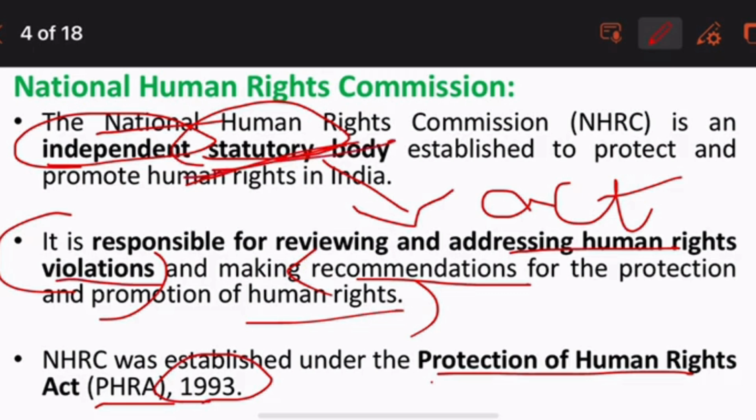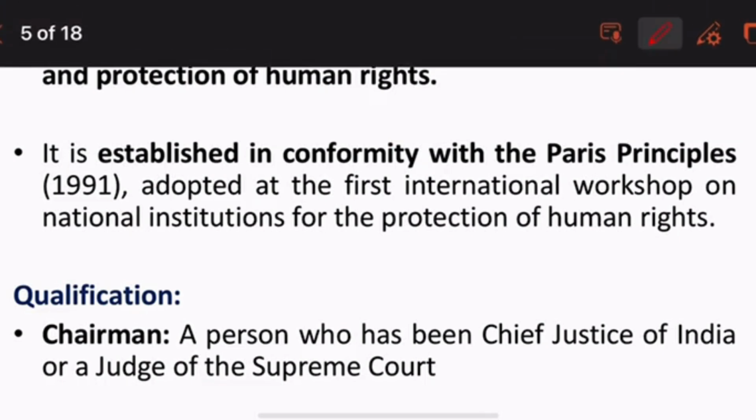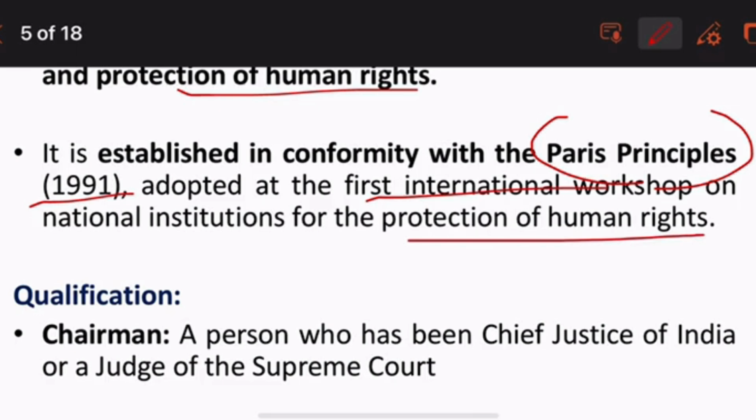NHRC was established under the Protection of Human Rights Act 1993. As I said, a statutory body means nothing but one which is established under an act. The important objective is to protect and promote human rights. It is established in line with the Paris Principles, which were adopted as the first international principles for the protection of human rights in 1991. So the Paris Principles and the Human Rights Commission go together.